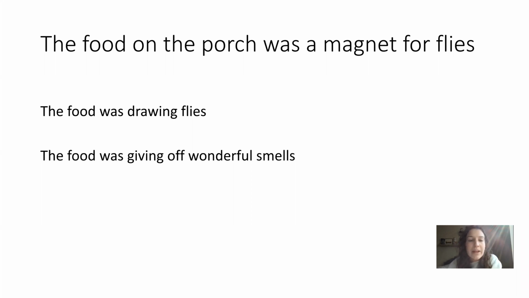So we have a given sentence, the food on the porch was a magnet for flies. Now, does this mean the food was drawing flies or the food was giving off wonderful smells? Okay, let's look at this. Food on the porch was a magnet for flies. So if something's a magnet, like if you put a magnet up to your refrigerator, it wants to attach to the refrigerator. The magnet's being drawn to the refrigerator. So I would say that this is saying that the food was drawing flies.